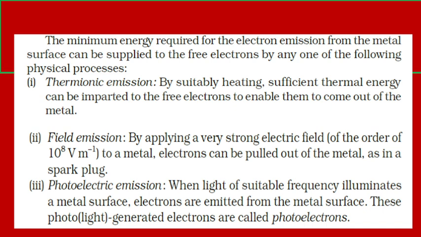The first process is thermionic emission. Therm means heat, ionic emission. So due to the application of heat, ions will be created. When will ions be created? When the free electron comes out from the surface, thereby the metal surface will acquire positive charge.